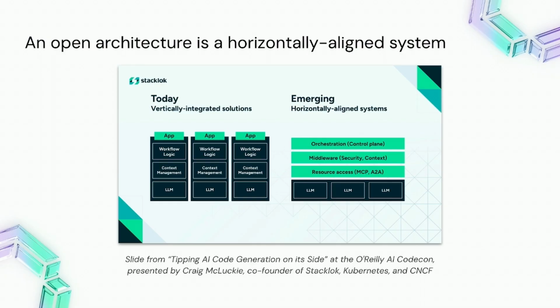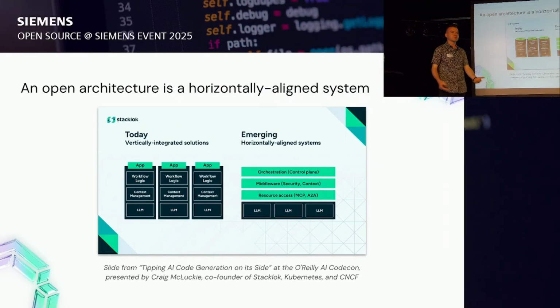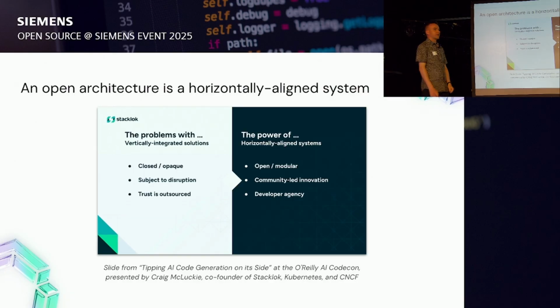What we're starting to see, and when I talked to Roger and the team last year, Siemens was at the forefront of this, is an emerging horizontally aligned system where you're decoupling the layers, so you have many LLMs running in different locations you can use, and then you have resource access, middleware, and orchestration on top of it. And the reason for this is that the vertically integrated solutions, while they're great to get started, are closed and opaque.